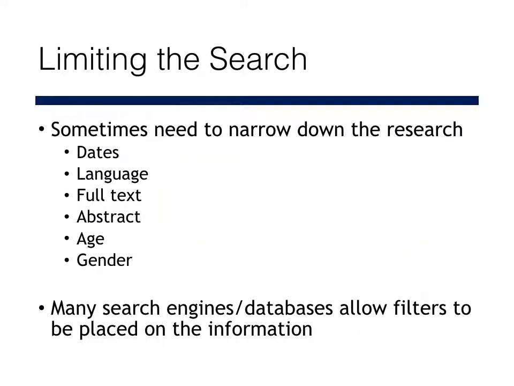Many databases allow for filters to narrow the search. Some common filters include date ranges, languages, full text, abstracts, etc. These can be helpful in narrowing down your search and refining what you will review. Keep in mind that your research for your literature review should be relatively current, so the date filter will be extremely helpful in reviewing current information.